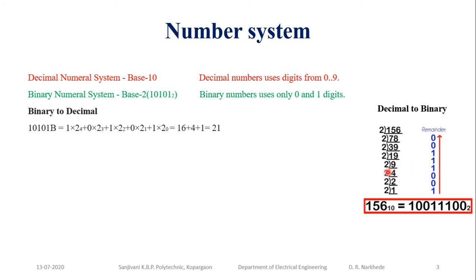Then we divide 4 by 2. Remainder is 0. Then 2 by 2. Remainder is 0. And we cannot divide 1 by 2, so it is the digit. So we are going to arrange it. In which order? Sorry, this is the LSB and this one is the MSB. We are going to arrange in this manner, and that will give you the number. So this binary number is the equivalent of decimal number 156. This is how you need to do the conversion.